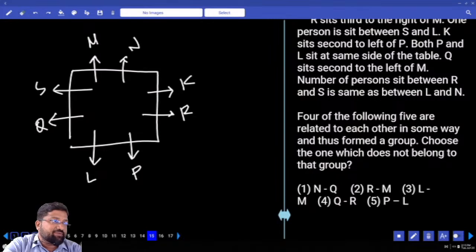There is no person between P and L. Minimum. Which option is my answer?